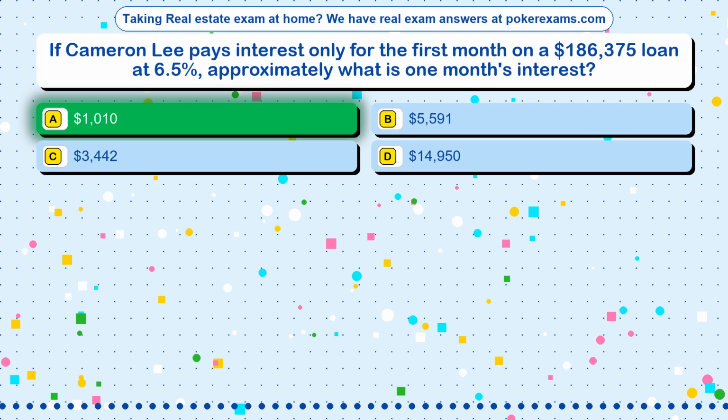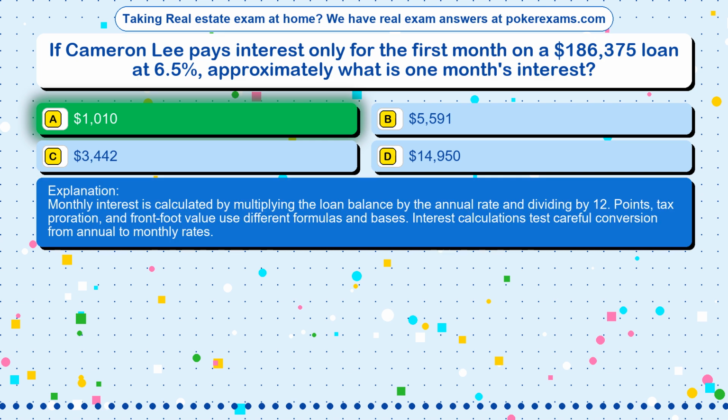The correct answer is option A, $1,010. Monthly interest is calculated by multiplying the loan balance by the annual rate and dividing by 12. Points, tax proration, and front foot value use different formulas and bases. Interest calculations test careful conversion from annual to monthly rates.